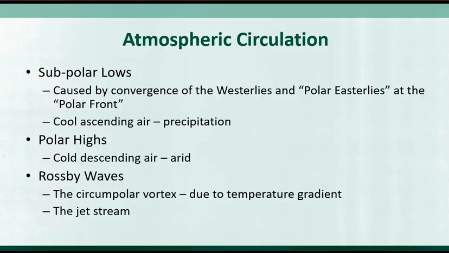Where the westerlies and the polar easterlies meet, the air rises up again, forming an area called the polar front, and we end up getting another set of low pressure areas, which are called the subpolar lows. So these are very complicated low pressure areas, as we will start to understand.